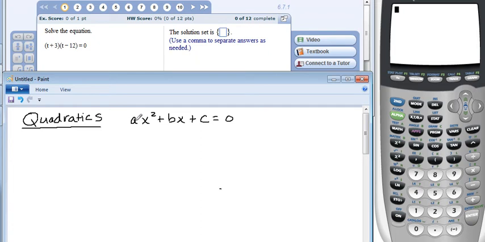Okay, so this is different than linear. Remember, linear, the highest power on your x term was 1, and therefore it made a line. Well, these all make parabolas. So these are parabolic shapes. Parabola. All right? And we're going to look at parabolas more in depth later. But basically that's what it is.